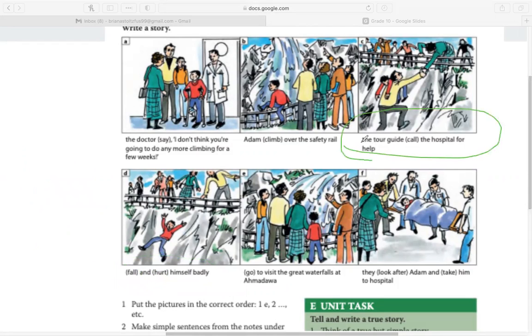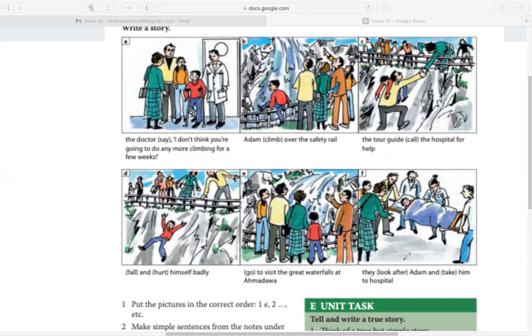This one. The tour guide, the hospital for help. How do we make call past tense? We add ed. The tour guide called the hospital for help. What happened next? Picture F. What did they do? They, Adam, and him to the hospital.